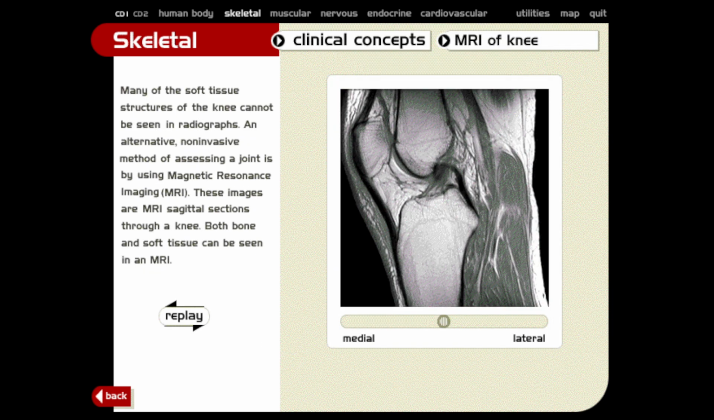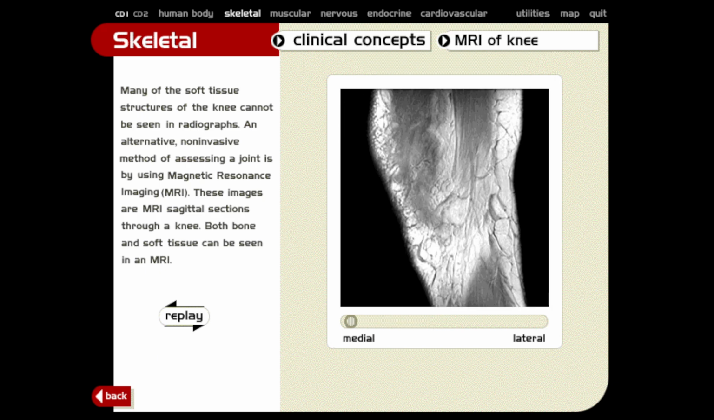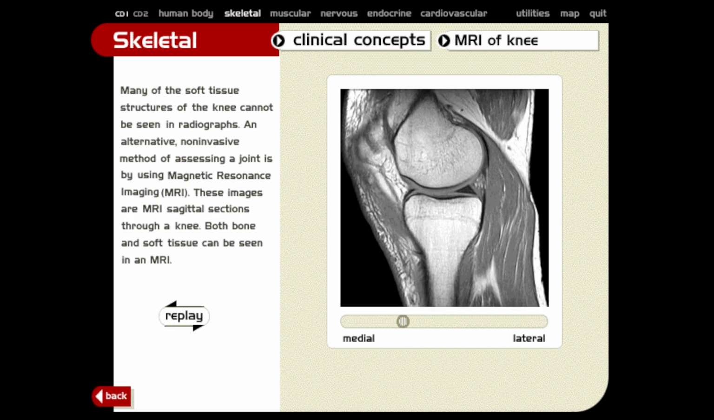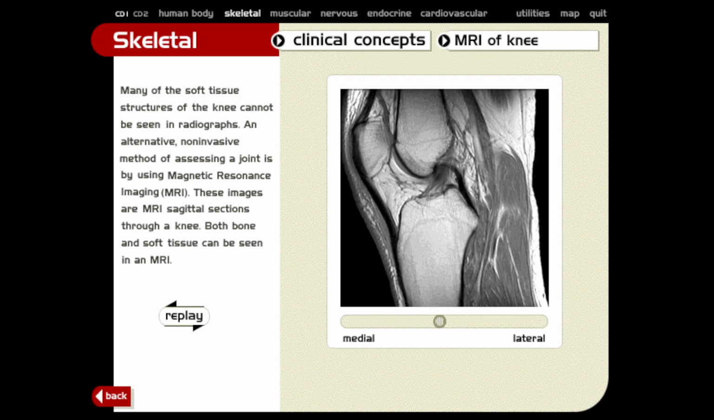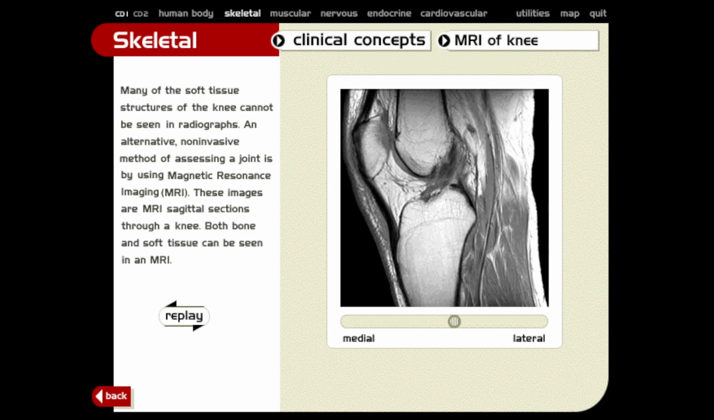Many of the soft tissue structures of the knee cannot be seen in radiographs. An alternative, non-invasive method of assessing a joint is by using magnetic resonance imaging, MRI. These images are MRI sagittal sections through a knee. Both bone and soft tissue can be seen in an MRI.